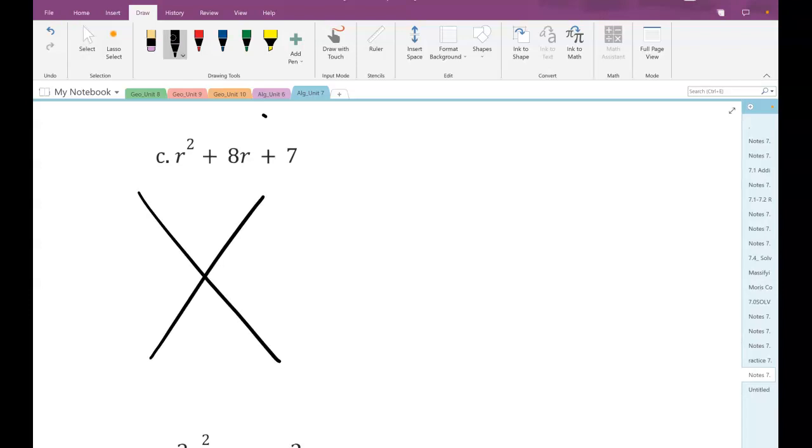All right, what should go at the top of my x? 7. What should go at the bottom? 8. 7 is nice. 7 is what we call a prime number, so the only factors of 7 are 1 and 7. That's the only option we have. So 1 plus 7 is 8. 1 times 7 is 7. Good to go.